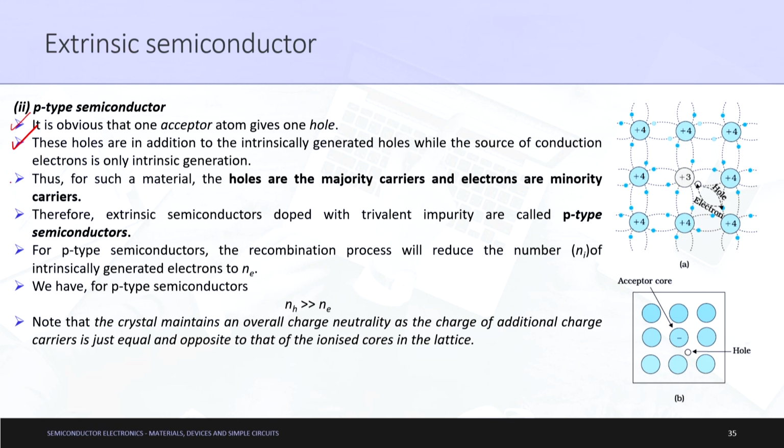just the reverse. Why is there a reverse? Because the n type semiconductors were the donor semiconductors and the p type are your acceptor semiconductors. Okay, fine. Therefore, extrinsic semiconductors doped with trivalent impurity are called p type semiconductors.